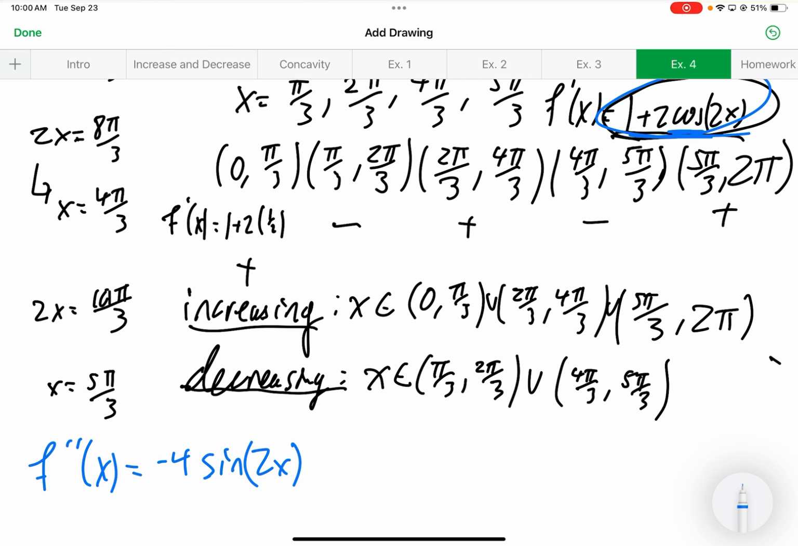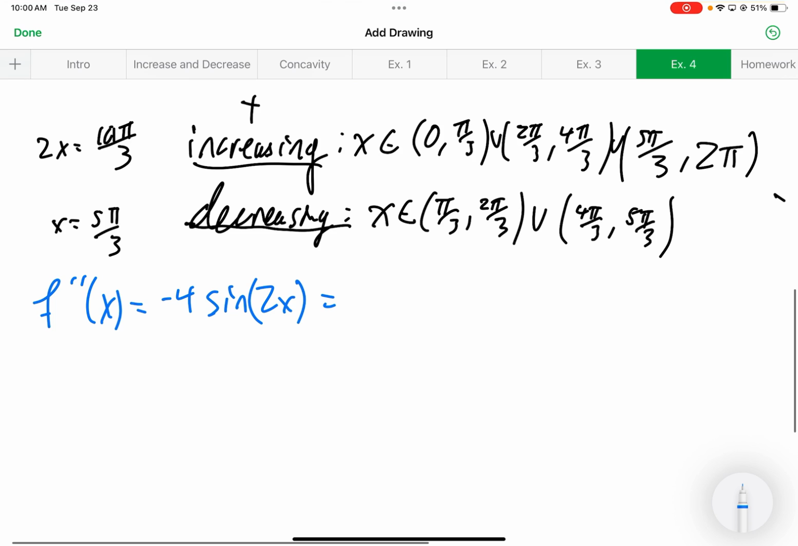Okay. All right. Now I need to set that equal to 0. I'm going to be careful about this. I mean, if I set it equal to 0, I'd get rid of that negative 4. Would you agree? I don't need that anymore. So I really just need to find when sine of 2x is equal to 0.